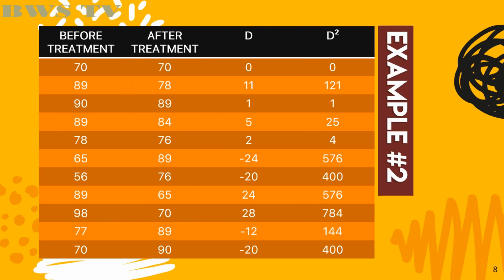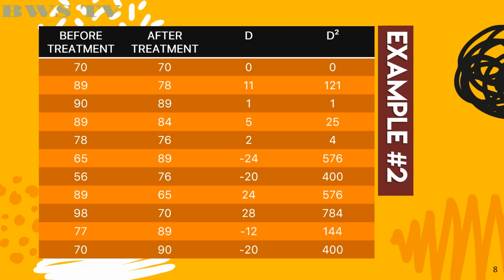So, example number 2. Given that we already have the values of the before treatment and after treatment, we will do the same thing. Find the difference between the two. So 70 minus 70 is 0. 89 minus 78 equals 11. 90 minus 89 is 1. 89 minus 84 is 5. 78 minus 76 equals 2.